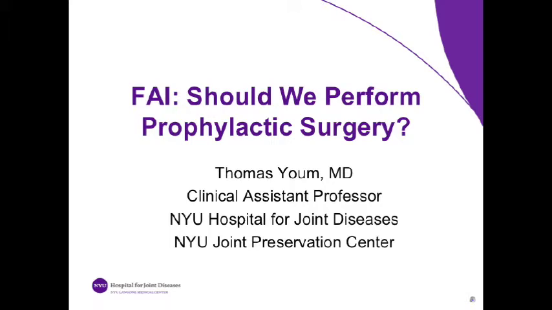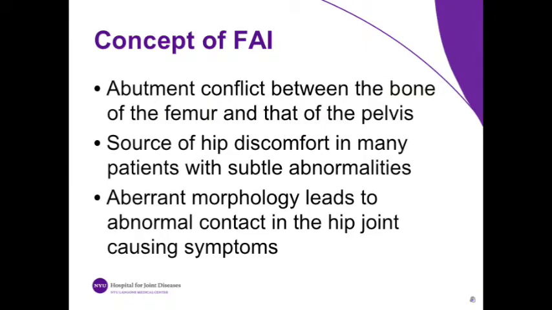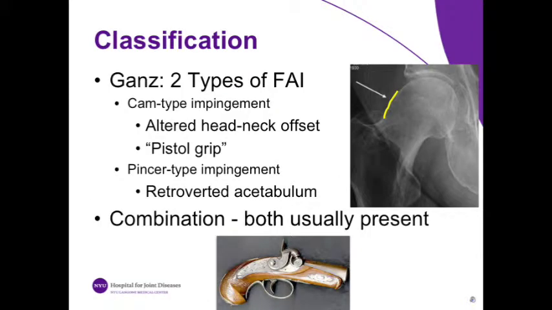This talk is femoral acetabular impingement. Should we perform prophylactic surgery? The concept of femoral acetabular impingement is an abutment conflict between the bone of the femur and that of the pelvis. It's a source of hip discomfort in patients with subtle abnormalities.